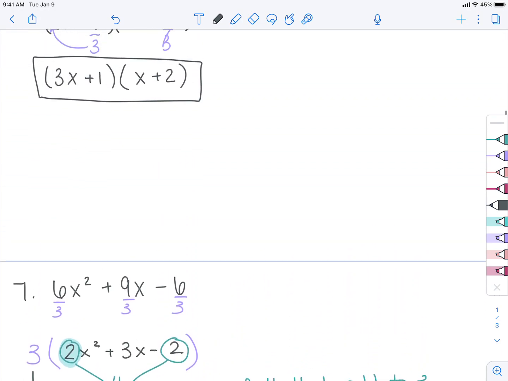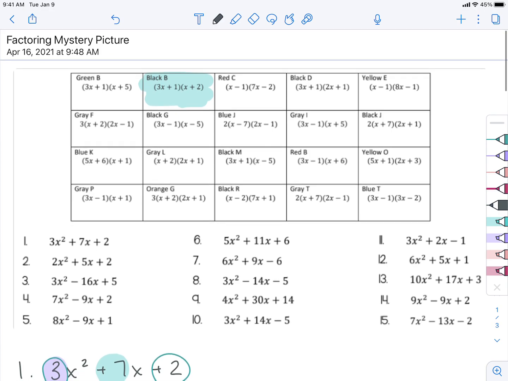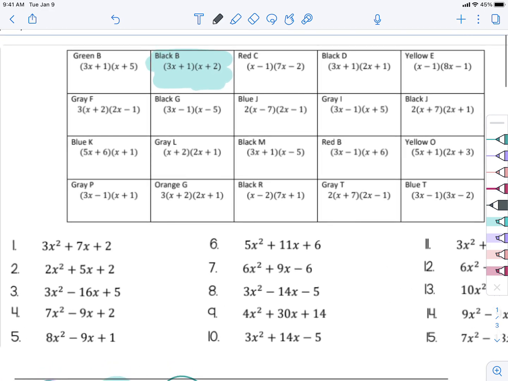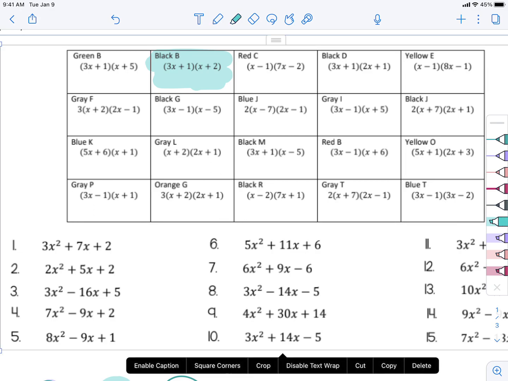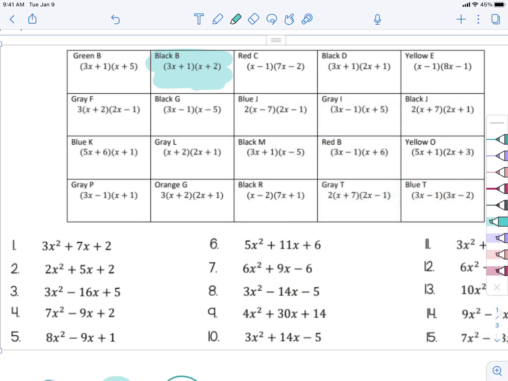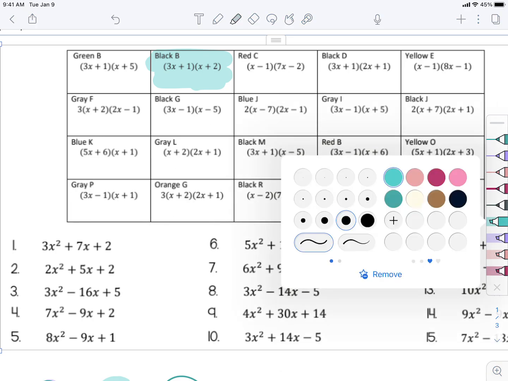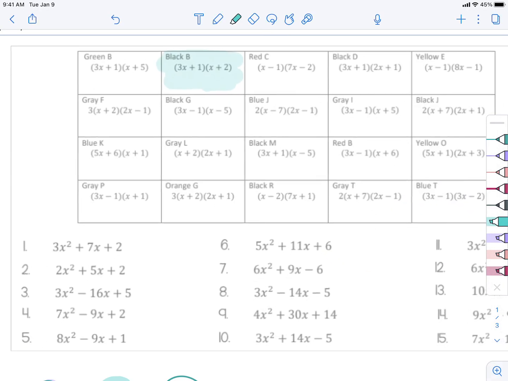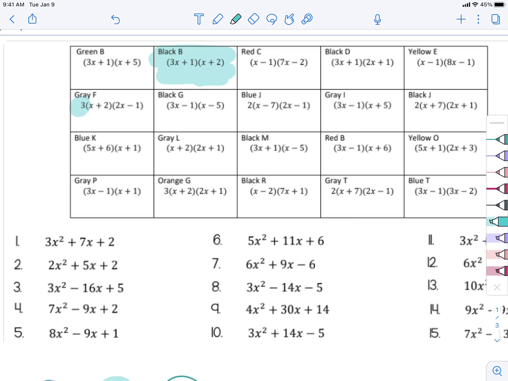Do we see it? Let's see. 3. Well, we have 2 options, right? Right away I see that I have a 3 in front here. I have a 3 in front here. And I have a 3 in front here. Which one do I want, the F or the G? F. So now all of the F's are going to be gray.